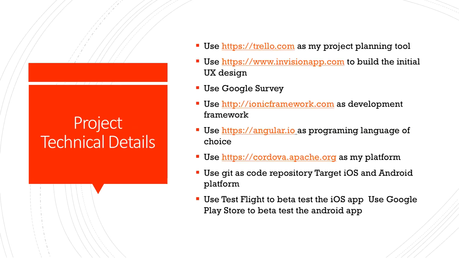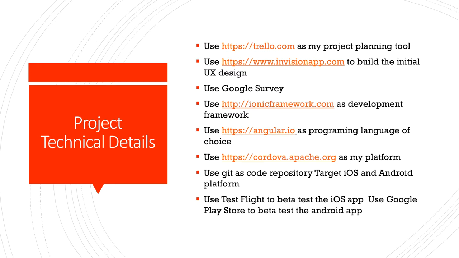So for the project, technically, I've used different technical tools. I've used Trello as my project planning tool. I've used Envision app for my UX design. I've used Google Survey for my surveying tools, as well as YouTube videos from Google to present certain information for the demo and all that. Ionic is my development framework.